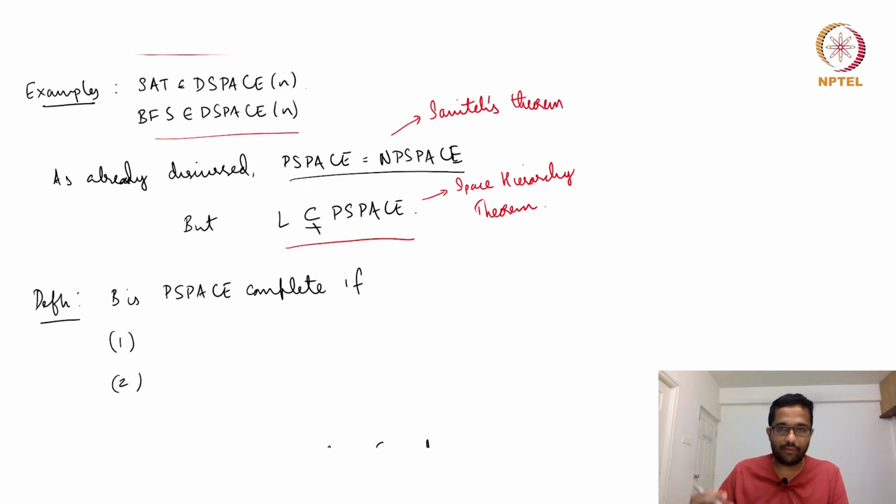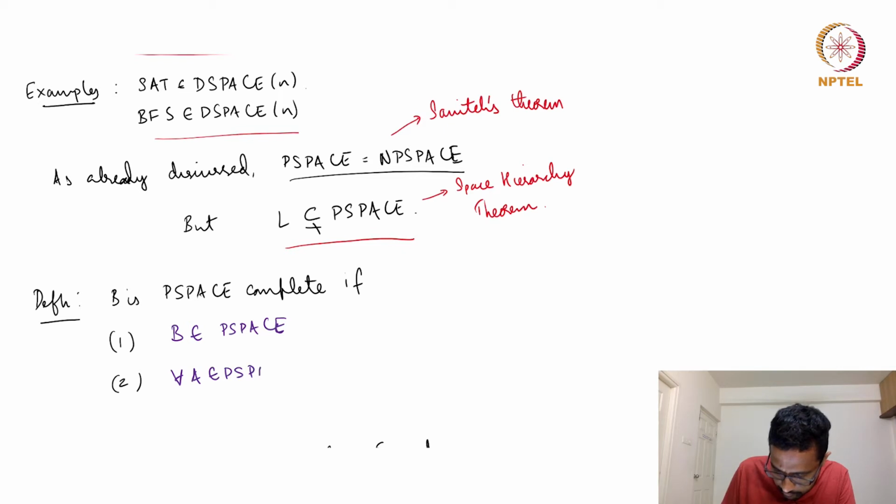We have already seen two notions of completeness in this course, NP completeness as well as NL completeness. So this is yet another notion of completeness. Just like what we have seen before, it uses reductions. So let me formally define it. The first part is simple. B is PSPACE complete if one, B is in PSPACE, just like we said B is NP complete if B is in NP. And two, for every language A in PSPACE, A is reducible to B.